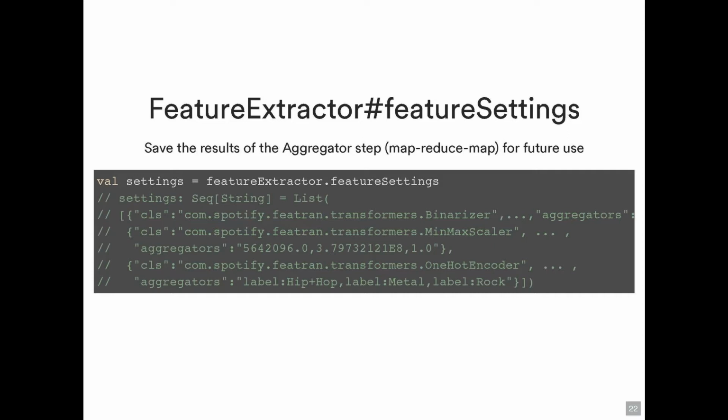And they contain things like what transformer it was, and also the values produced by the aggregators. Like I mentioned, in the binarizer there wasn't any aggregation, so there's nothing here. In the min-max scaler, you actually have stored the minimum number of plays and the maximum number of plays. And for one-hot encoding, you've stored the genre labels, or the unique list of labels.